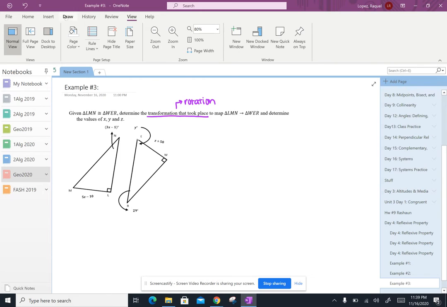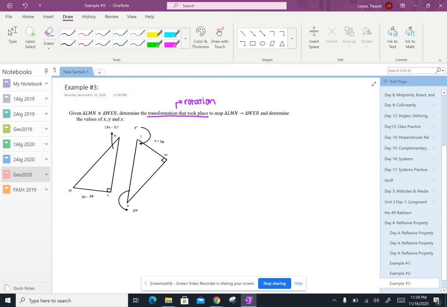And so if I want to determine those values, I need to be able to set up equations and set those equations equal to each other or equal to something to help me solve. So that's where this congruency statement is going to come in handy. So I'm going to go ahead and just start off marking my diagram.